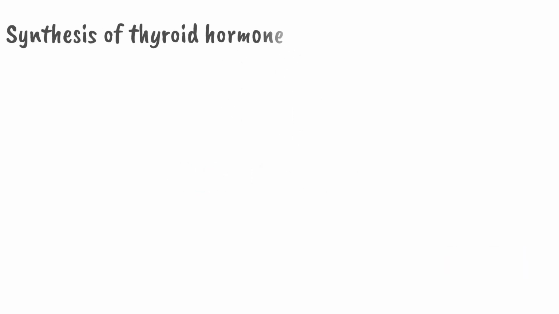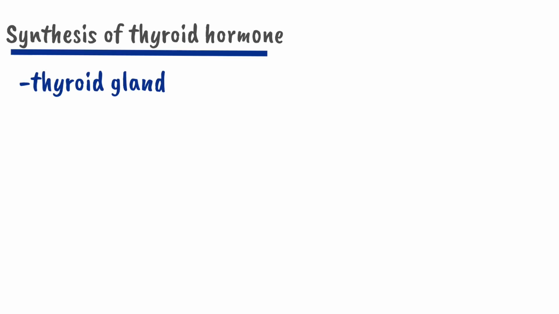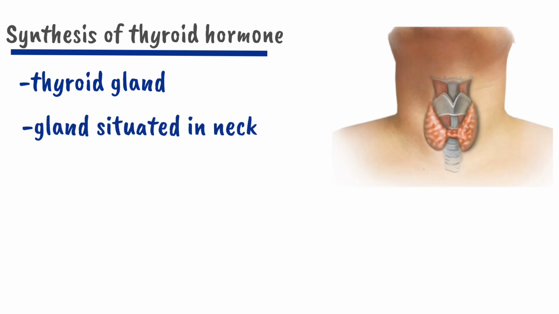Hello everyone, today we will be discussing the synthesis of a thyroid hormone. The synthesis of a thyroid hormone occurs in the thyroid gland. The thyroid gland is a gland situated in the neck.